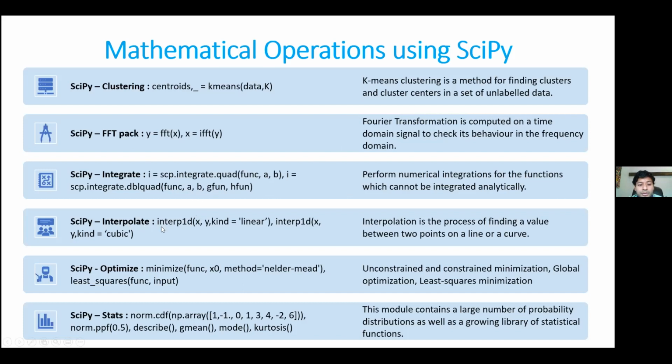Then there is interpolate. What kind of interpolation do you want to do, like linear or cubic? These things can be done by using the option kind.